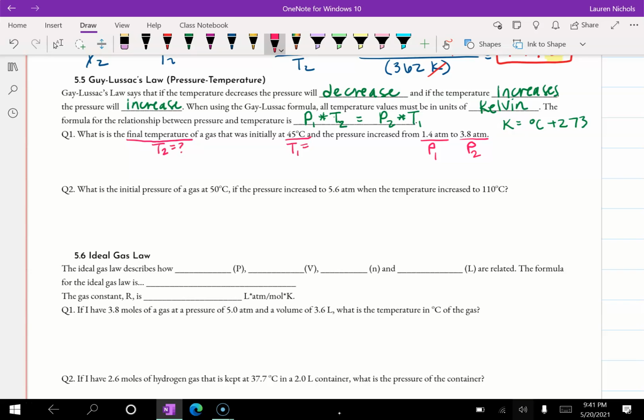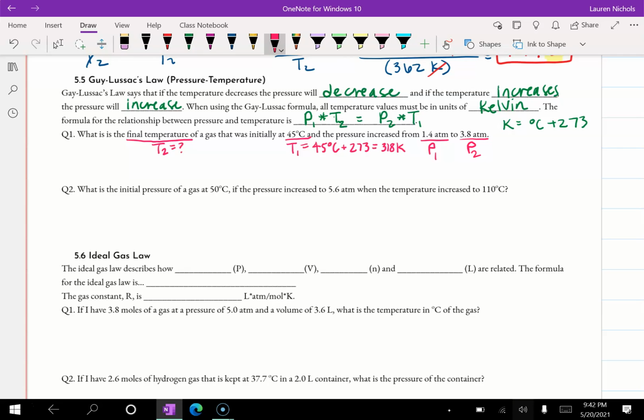So the first thing we have to do is change our temperature to Kelvin. So this would give us 45 degrees Celsius plus 273, which again, I'm going to do in my calculator because I don't want to make a simple mistake in my mental math. So I get 318 Kelvin.